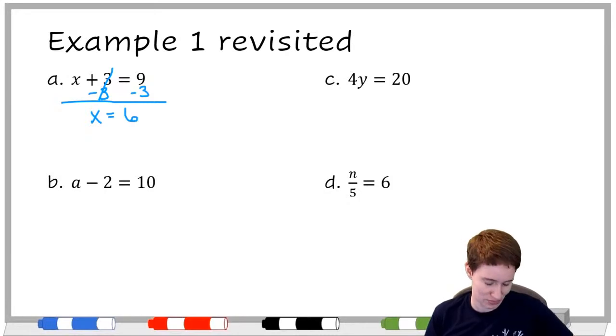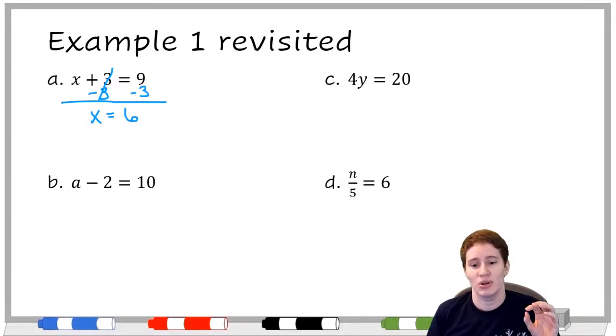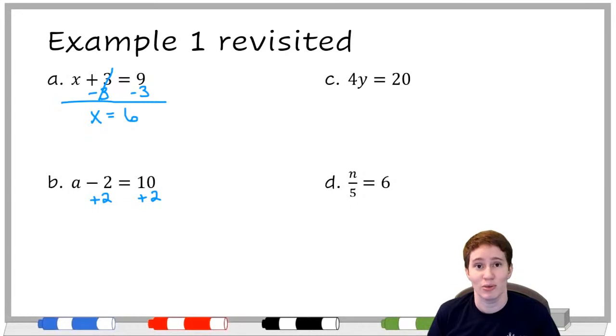Alright, let's look at B. So here we have a minus 2 equals 10. Because we have a minus 2 there, wouldn't it be great if we could add 2? So this is a situation where, hey, wouldn't it be great if we could add 2, but oh wait, we can if we use the addition property of equality. So I can add 2 here, and I can add 2 there.